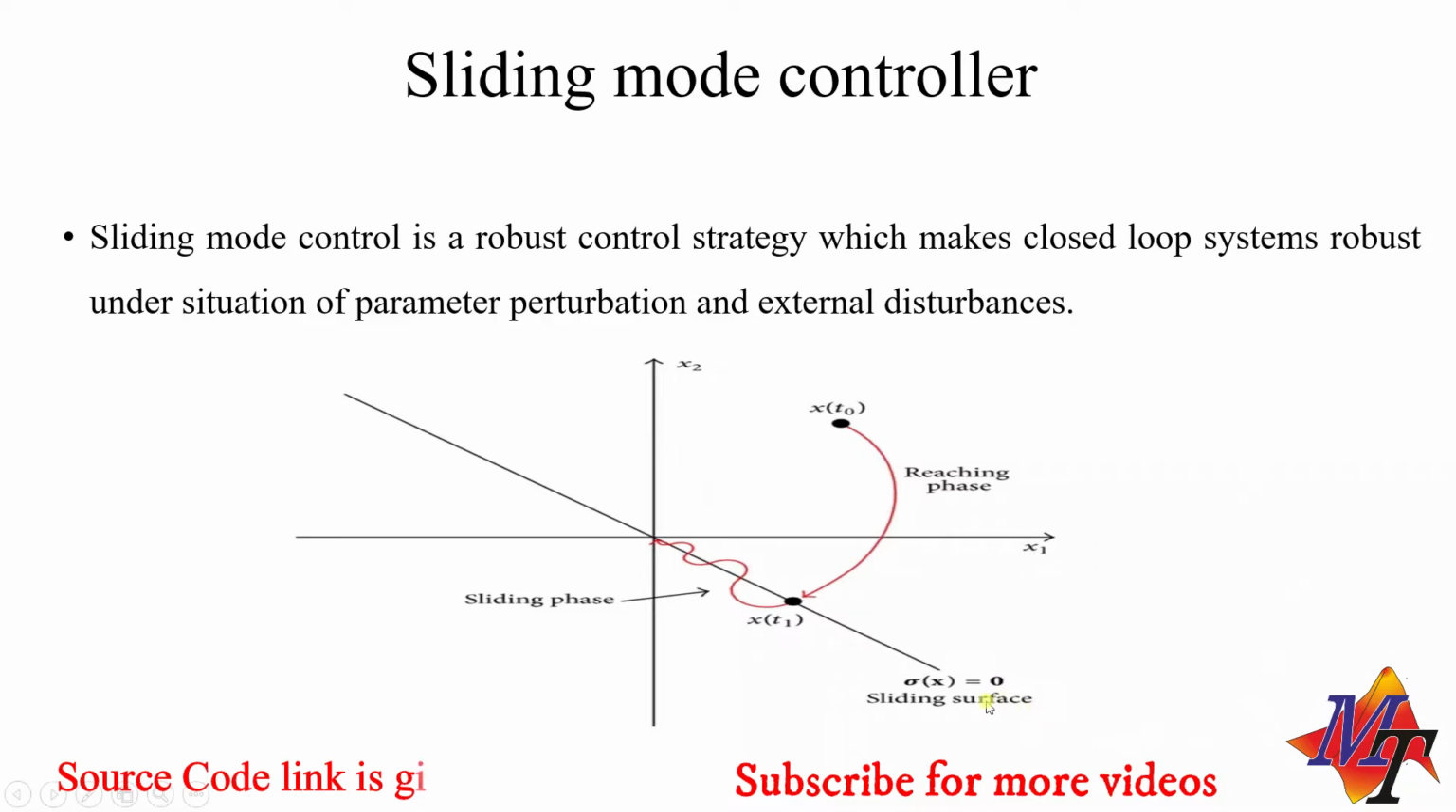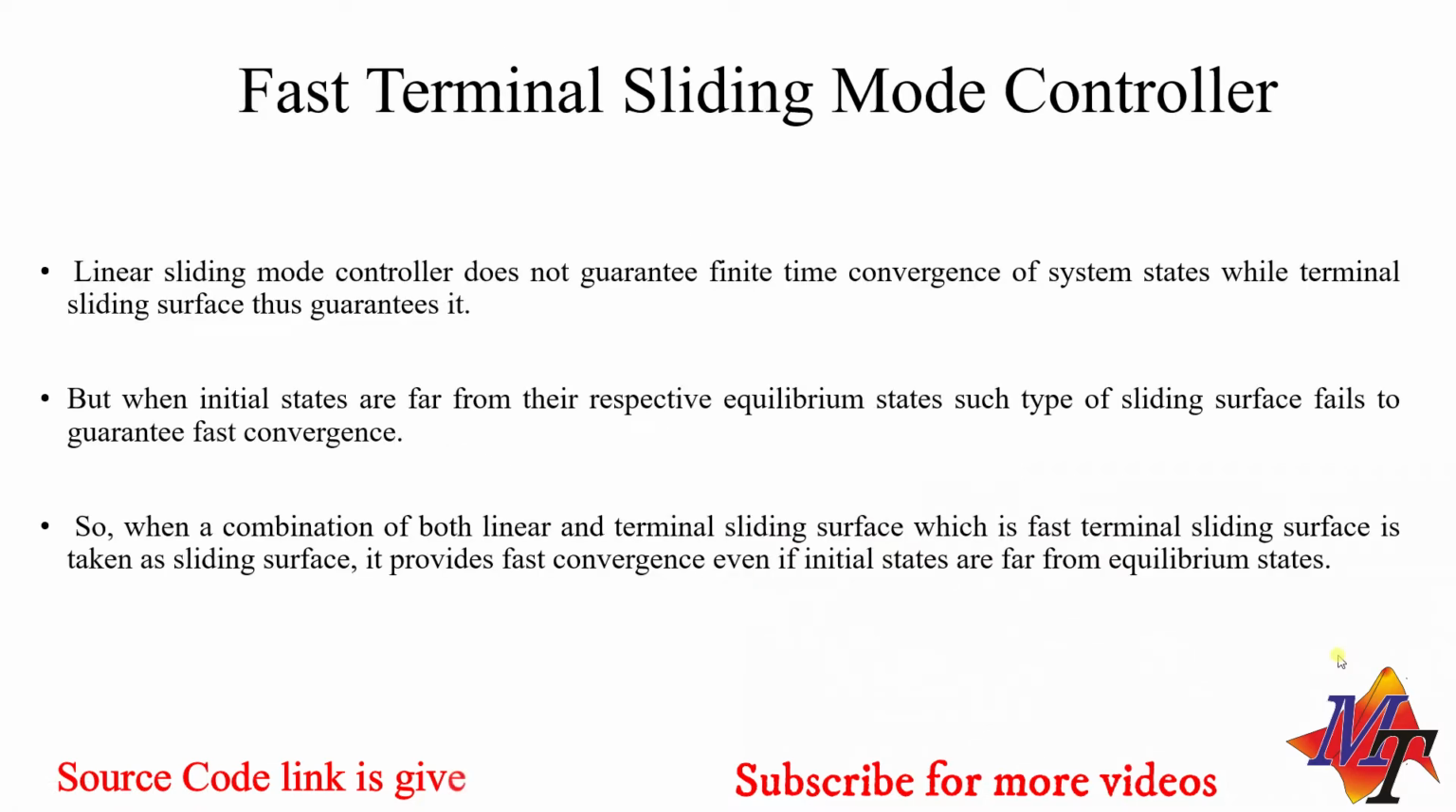A sliding surface can be of any type. In this video, we will introduce a fast terminal type of sliding surface. A sliding surface is basically a function of the system states. It can be of power form, of linear nature, or anything else. In fast terminal sliding mode controller, it is a combination of both linear and terminal sliding surfaces.